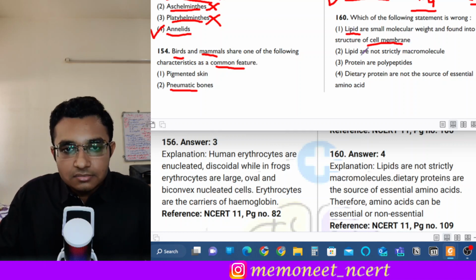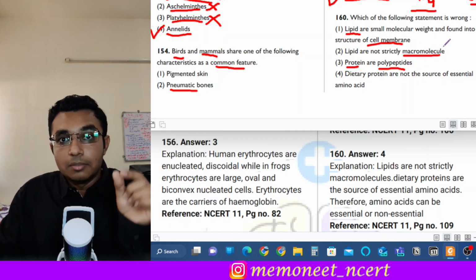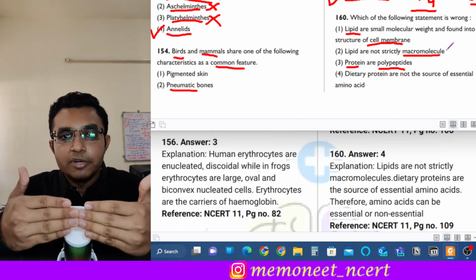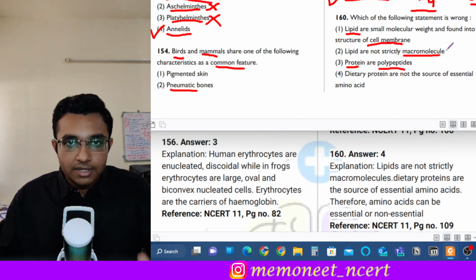The next is lipids are not strictly macromolecules. So yes, it is also a correct statement. Next is proteins are polypeptides. Yes, because amino acids are the monomeric unit of protein, and amino acids form peptide bonds between them, and the polypeptide chain formed by different amino acids is called protein.